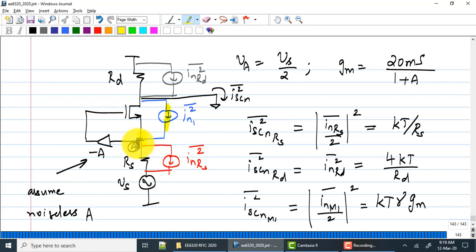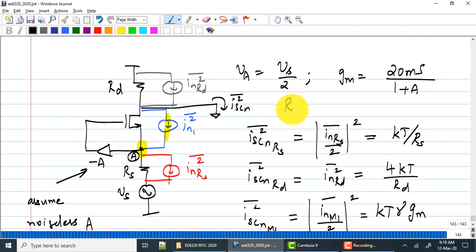Because if I set GM equals 20 millisiemens by 1 plus A, what is Rin for this circuit? Rin is 1 over GM into 1 plus A, which is 50 ohms. So as I said before, you choose a smaller GM so that your input impedance is still 50 ohms. The first thing to do in an LNA is to match the input to 50 ohms. Otherwise, there's no use finding noise figure. Noise figure is always with respect to some source impedance. Okay?